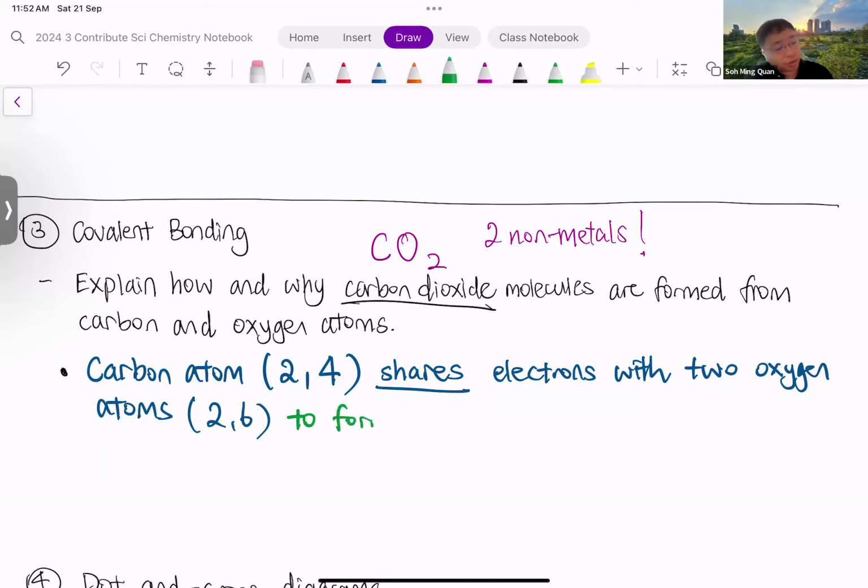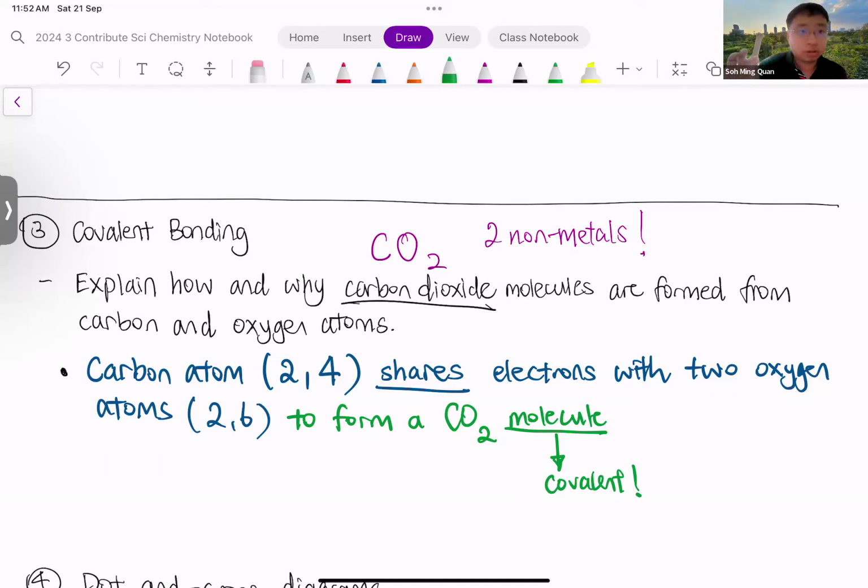When you share the valence electrons, it forms a CO2 molecule. So this word molecule tells you it has to be covalent. Sharing of electrons is called molecule. All right. Just now was ions. Now covalent bonding, molecule. So molecule means a particle that is formed by the sharing of electrons. So the carbon atom, which is 2,4, shares electrons with 2 oxygen atoms, 2,6, right, to form a CO2 molecule.